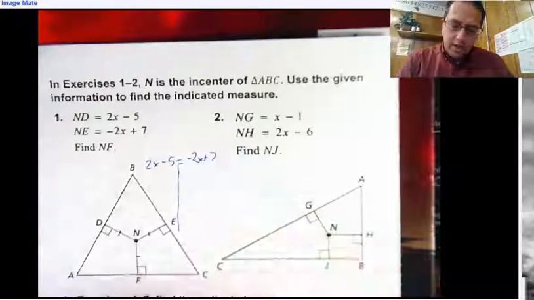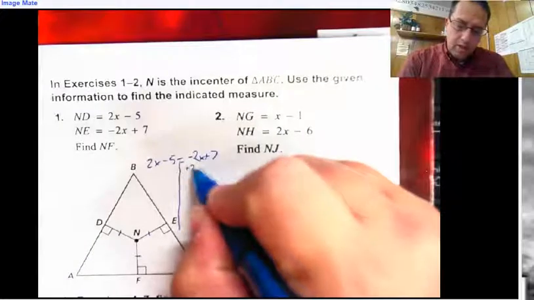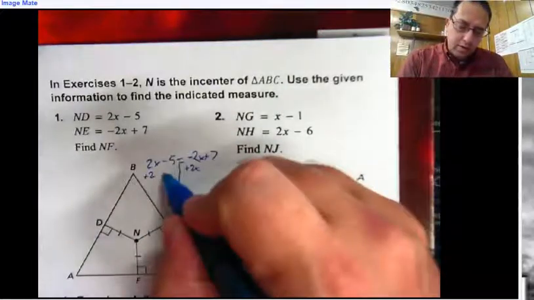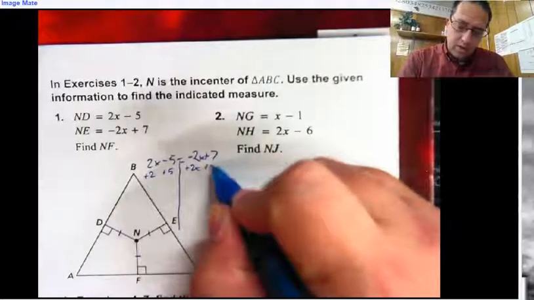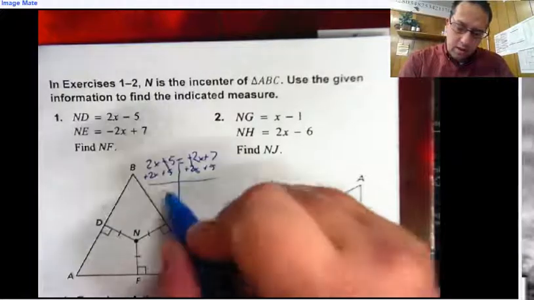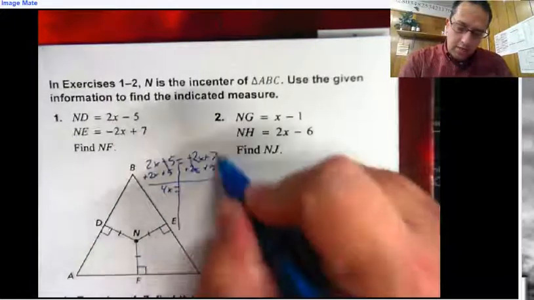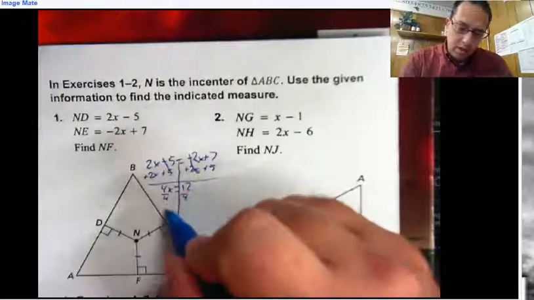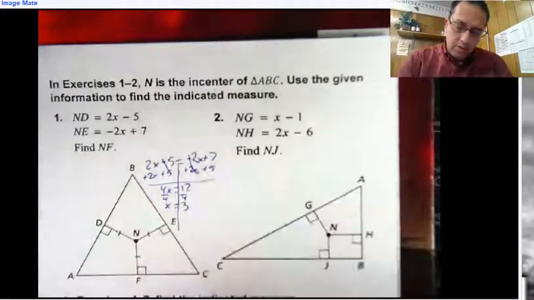First thing we need to do, we need to get all of our x's to one side. So I'm going to add 2x to both sides. And then I'm going to move my 5 over here, so add 5 to both sides. That cancels out. That cancels out. And I am left with 4x equals 7 plus 5 is 12. Divide by 4. And x equals 3.